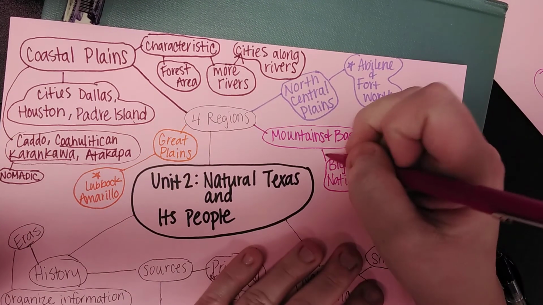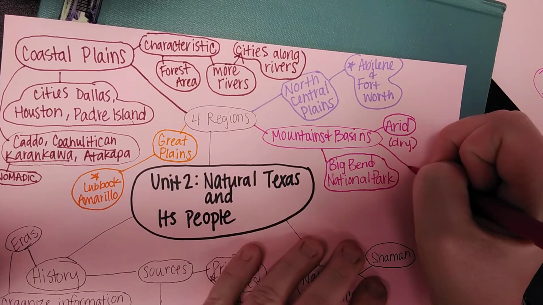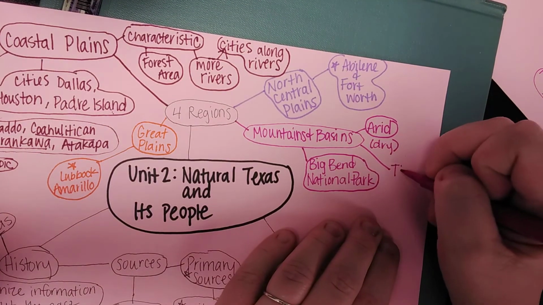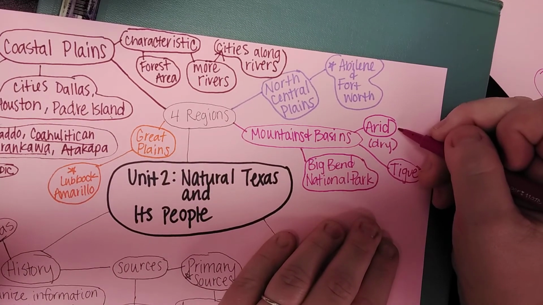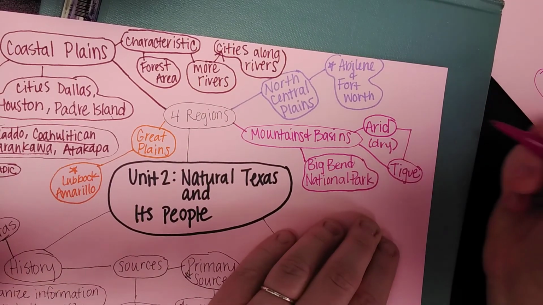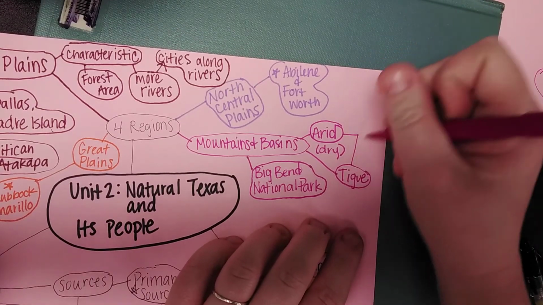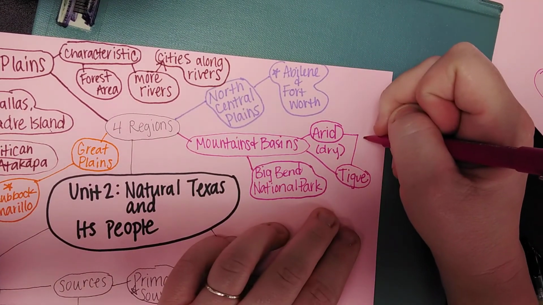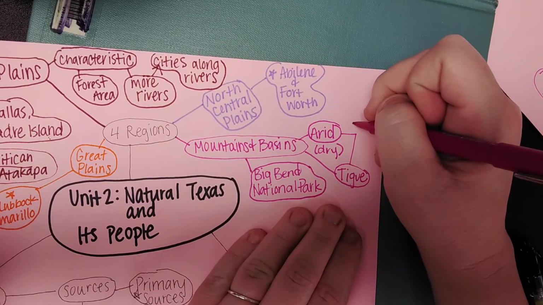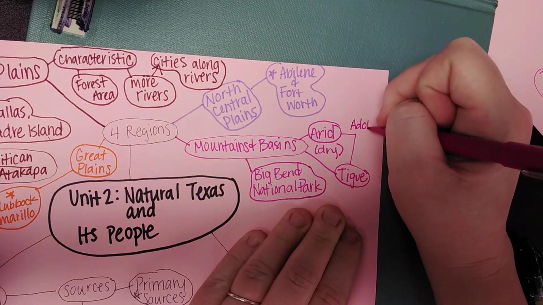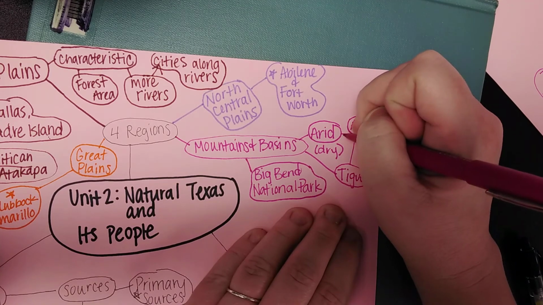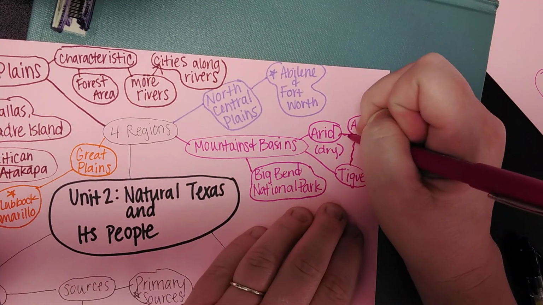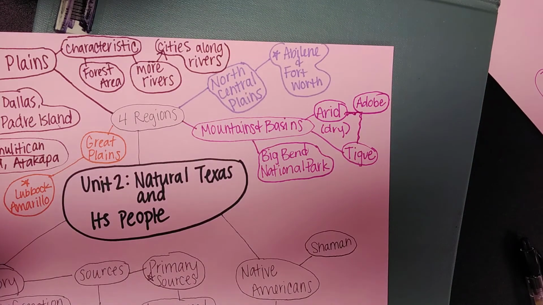We also had in this area the Tigua Native American tribe. And because it's arid, you like that? I connected both of them. Because it's arid, the Tigua people lived in adobe homes. So that is linked to both of these. Boom. Double important. That's it.